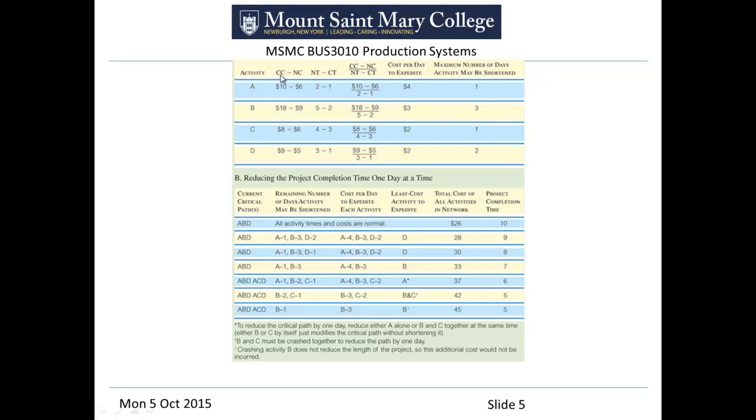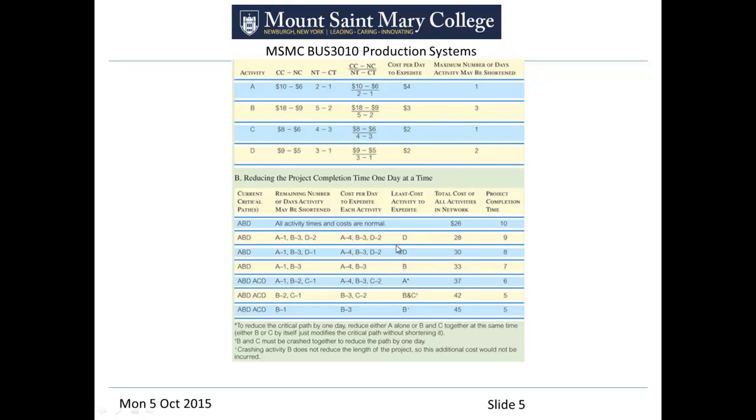Here's the relationship just shown. This column here is just crash cost minus normal cost over normal time minus crash time. So we can just calculate that out. You should be doing that in Excel, and you come out to $4 a day. Something else they're telling us is that you can only save 1 day in activity A, whereas you can save 3 days in activity B, 1 day in activity C, and 2 days in activity D.